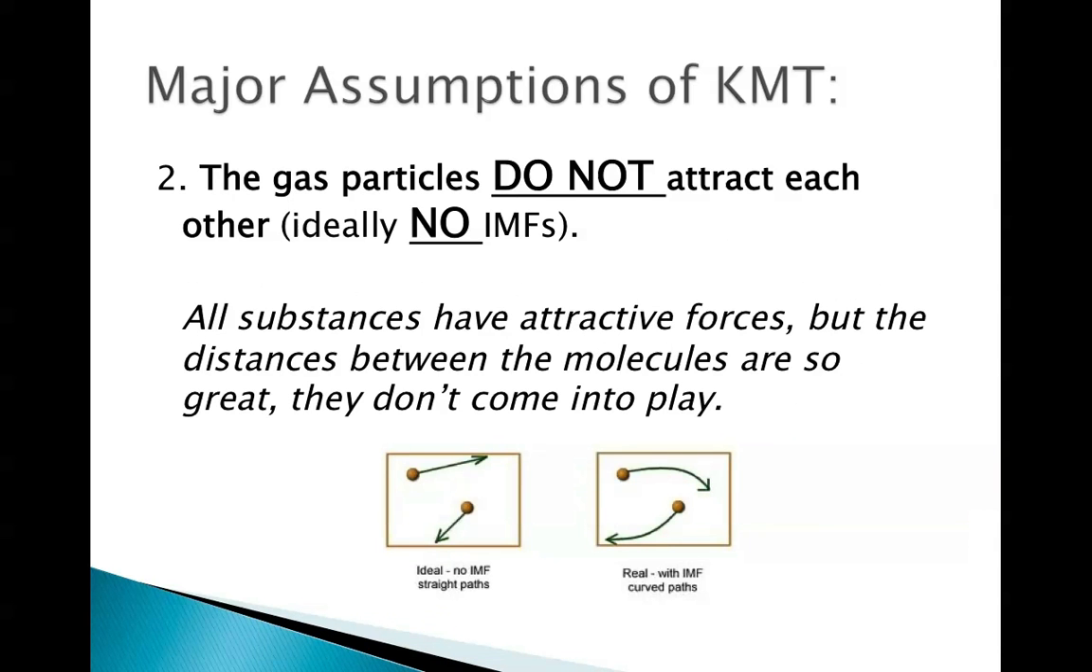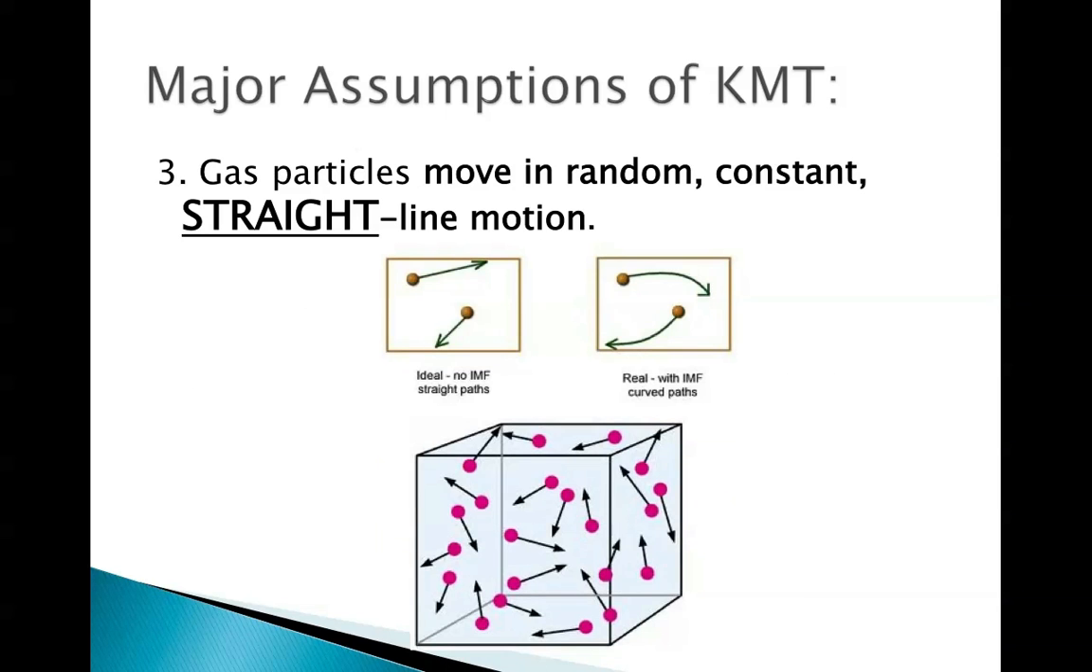Another assumption of KMT is that the gas particles do not attract each other. Now again, this is under an ideal situation. There's no IMFs between gas particles. Now, in real life, all substances have some type of attractive forces, but in gases, the distance between the molecules is so great that we say that they don't come into play. So again, another assumption of an ideal gas is that these gas particles do not have any IMFs or attractive forces between them. Because of that, another assumption is that gas particles move in random, constant, straight line motion.